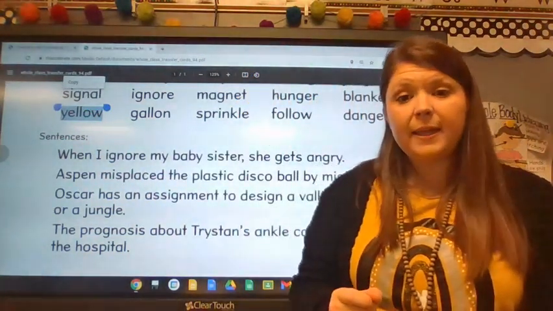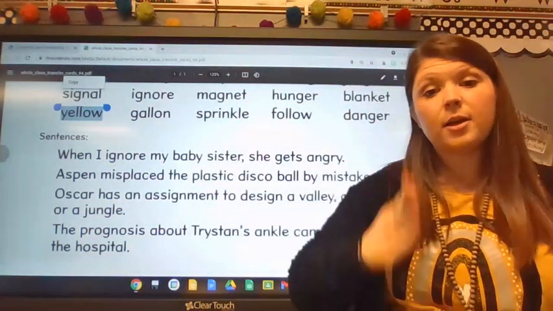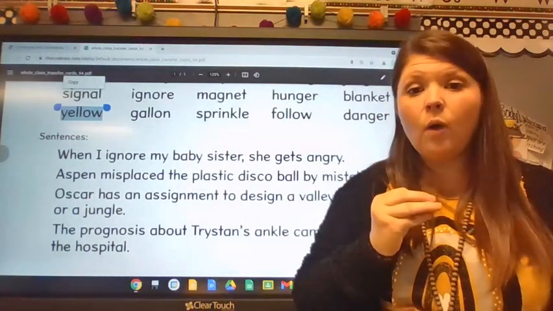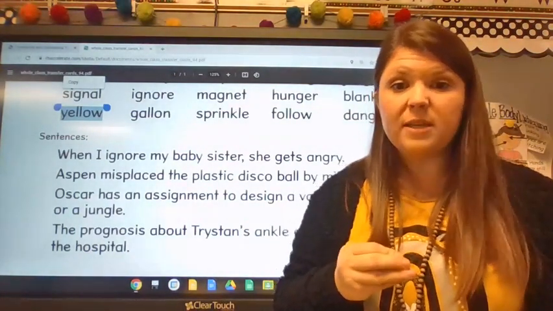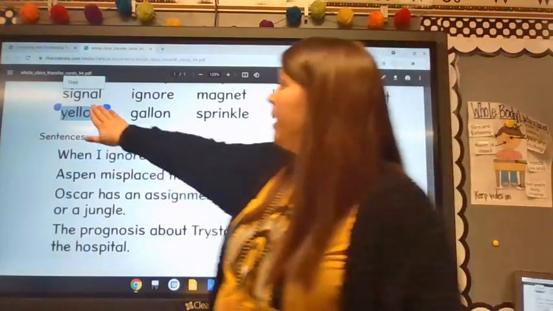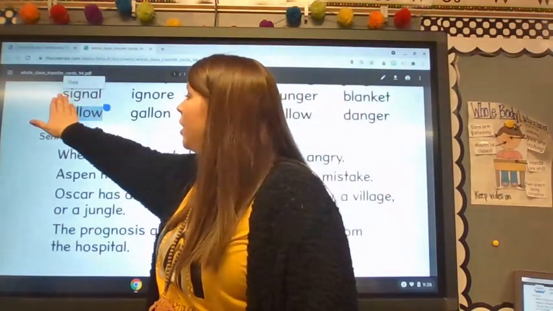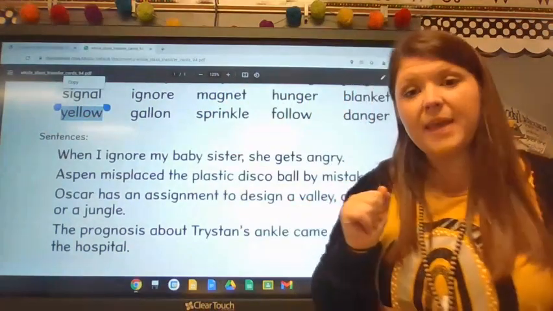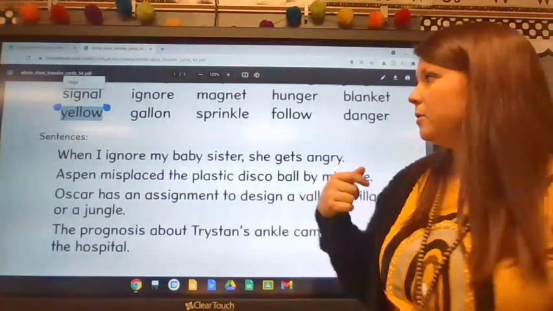All right, now we have a vowel followed by L, L, like in this word here. We learned that our two consonants are going to split, but that vowel in front of the L and the L is going to be short. So we have yellow, yellow. Yellow is the color of my shirt, okay?